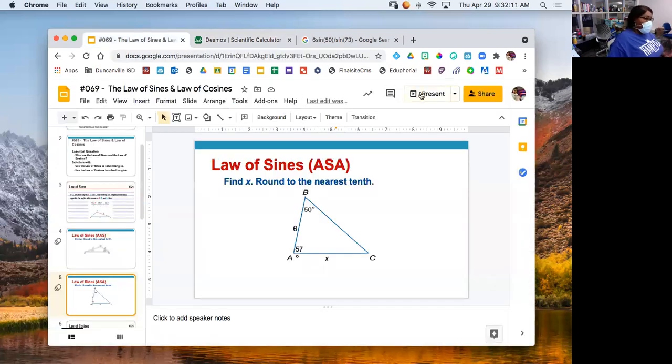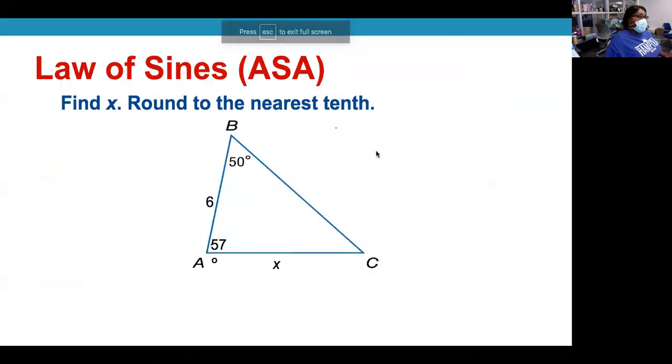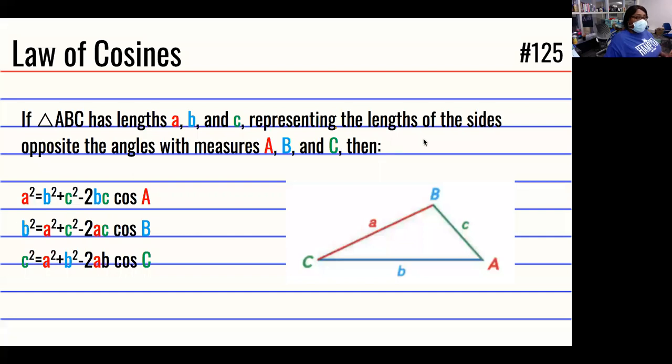All right, now let's move forward. Next card, law of cosines.